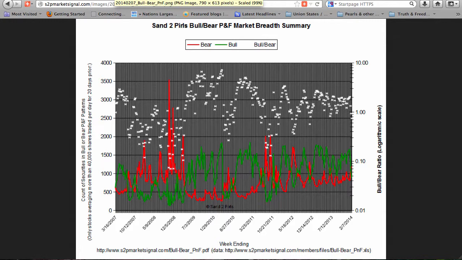The Sand to Pearls PNF Market Breadth Summary Chart shows us a market now 2 consecutive weeks in bearish territory.